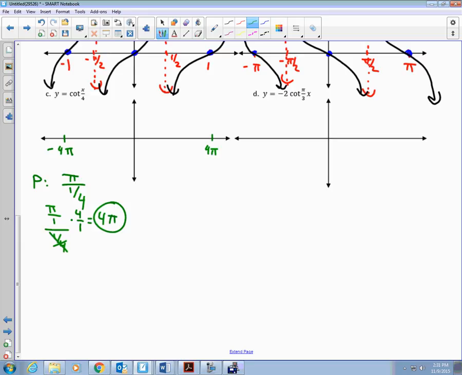negative 4 pi. Is cotangent equal to 0 at the period, or is it undefined at the period? So I draw vertical asymptotes through the period. Remember to include 0 in that. What happens halfway in between? Yep, make your dots. That's where it's equal to 0. What's halfway in between 0 and 4 pi? 2 pi, negative 2 pi. Does cotangent start down and finish up, or start up and finish down? Start up and finish down.